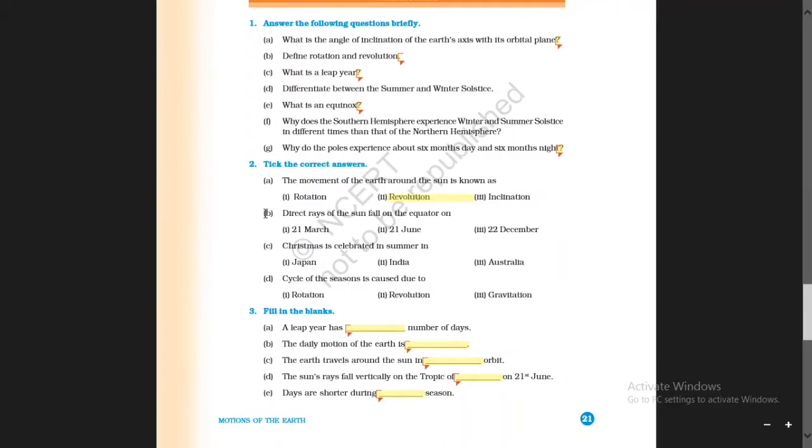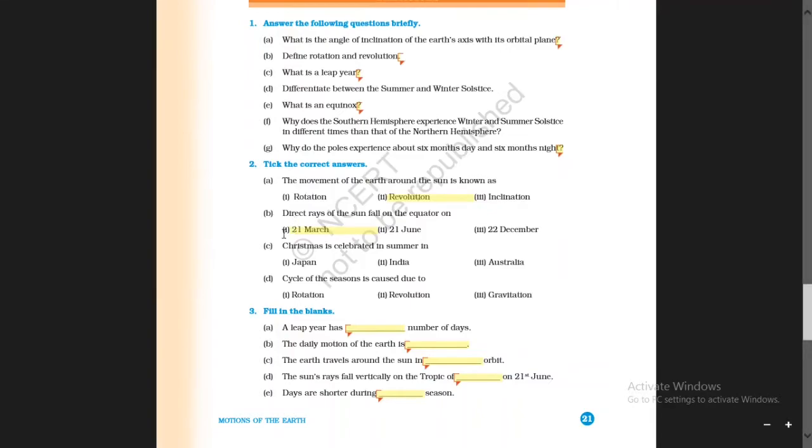Next one, direct rays of the sun fall on the equator on which date? You have to choose the date. First option is 21st March, second one 21st June, third one 22nd December. So the correct answer is 21st March. You tick it. This one is the best and correct answer.